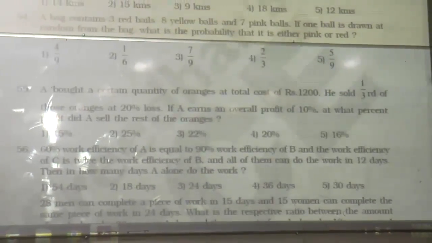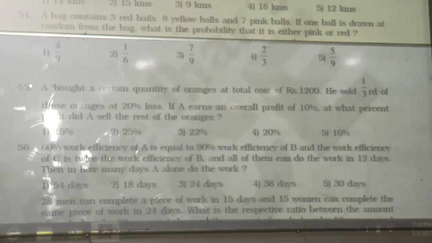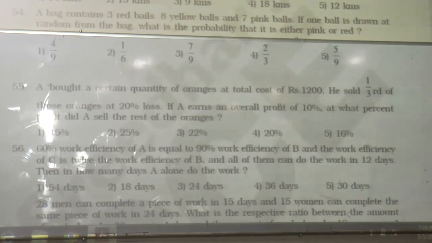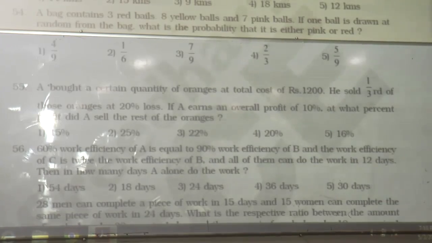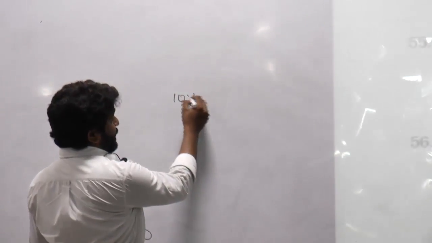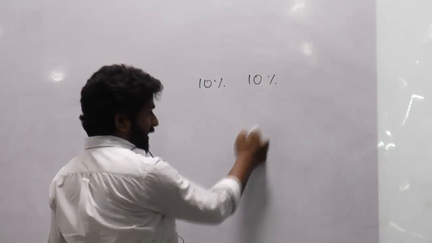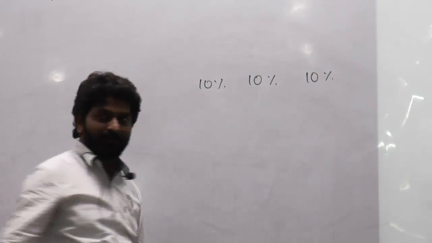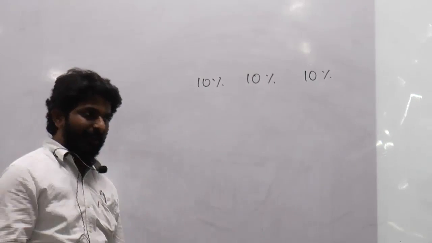A bought a certain quantity of oranges at the cost of 1200. He sold 1/3 of the oranges at 20% loss. If A earns an overall profit of 10%, at what percentage of profit did A sell the rest of the oranges? Right, how many total parts do we have? 3 parts. The first part is already sold. Now you are left with 2 parts. Overall you are expecting a profit of 10%. You will get 10% profit if you get 10% profit on the first part, on the second part, and on the third part. In that case, overall profit will be 10%.